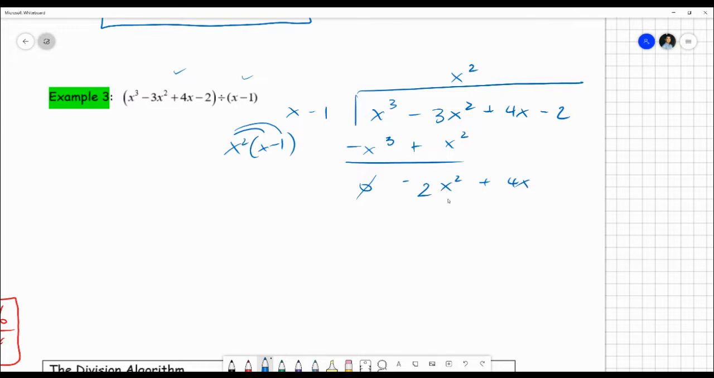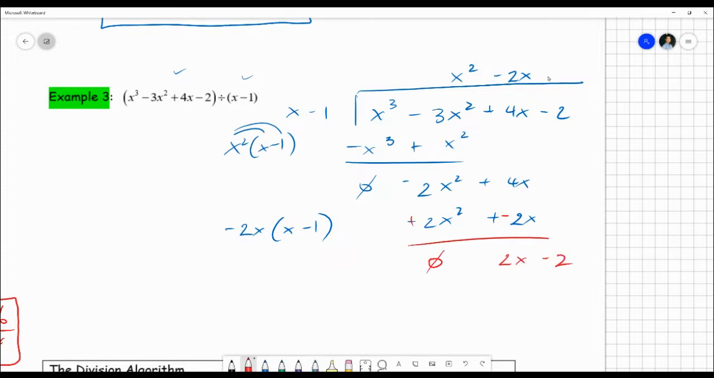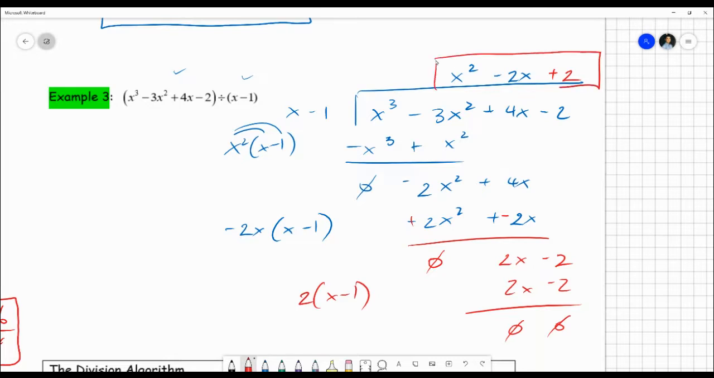And then repeat the same process. So this time I need a negative 2x. Okay, change all the signs. This one I need a 2. So we have 2x minus 2. If I subtract, I get both of them to be 0. So here the remainder is 0. So that's great. That means that my answer is just the quotient here.